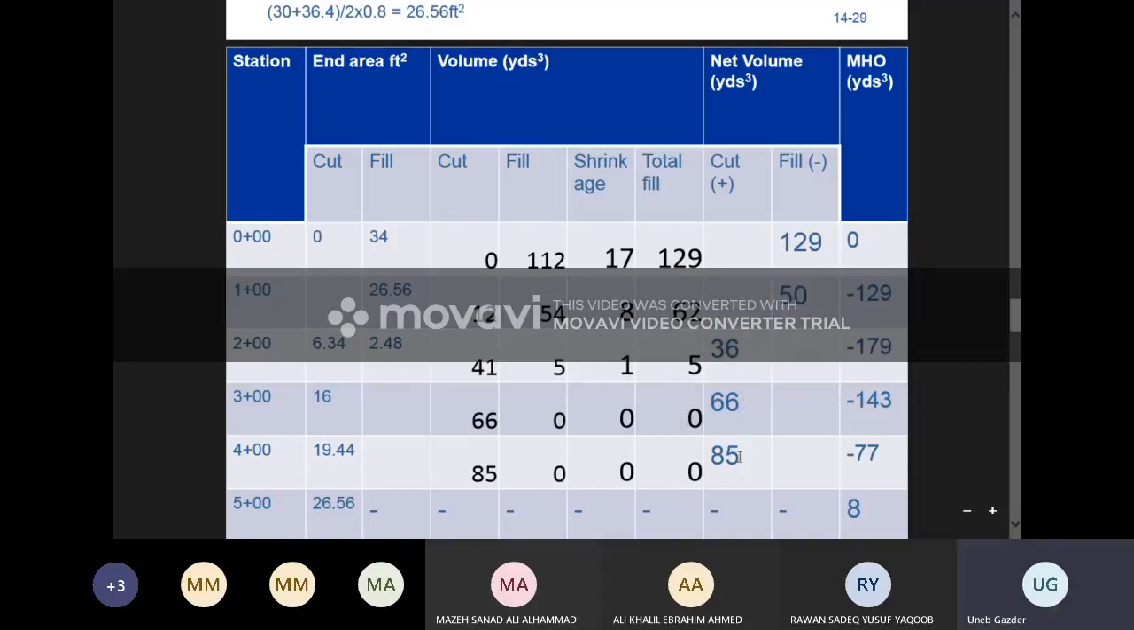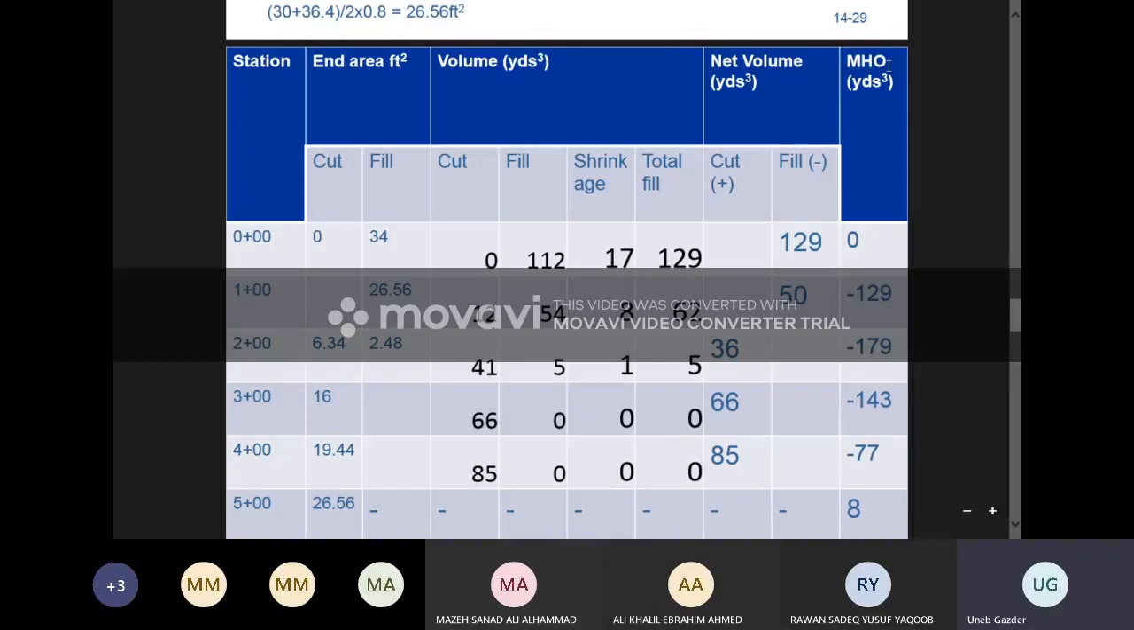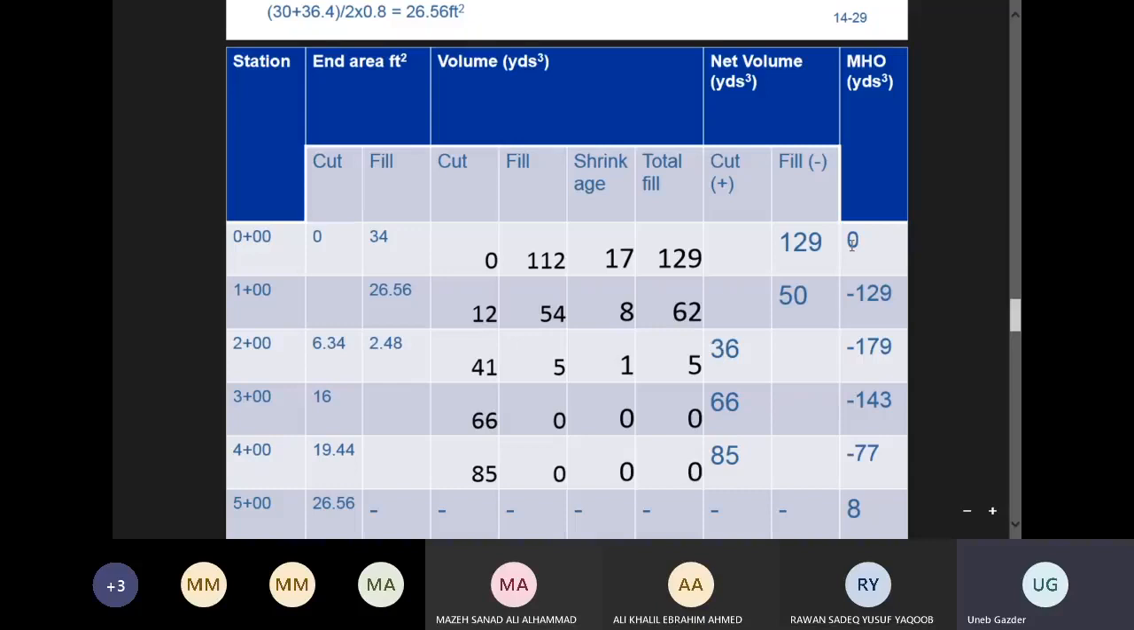Okay. So you calculate net quantities, and if it is negative, you write in the fill column. If it is positive, you write in the cut column. Okay. Then the last column is the mass haul ordinate. MHO means mass haul ordinate. The thing which you will plot in the mass haul diagram on the y-axis. Okay. Now, mass haul ordinate is calculated as the cumulative net quantity. So you already have the net quantity. You have to do the accumulation.